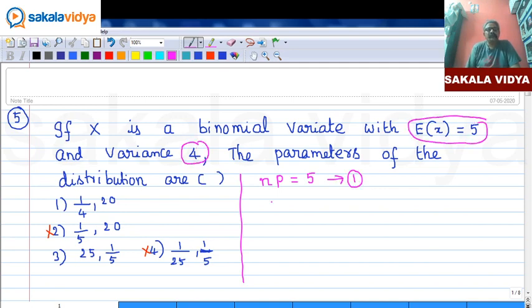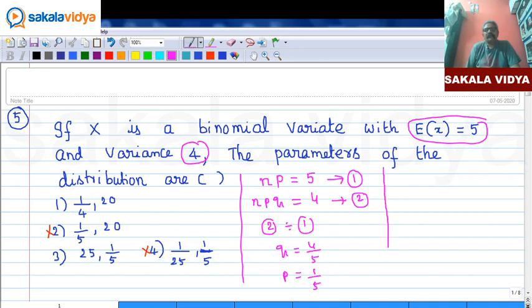So now NPQ is equal to 4, this is 2 divided by 1, 2 divided by 1 means NP cube by NP. So Q is equal to 4 by 5. So P I told you how to find out, 5 minus 4, 1 by 5.